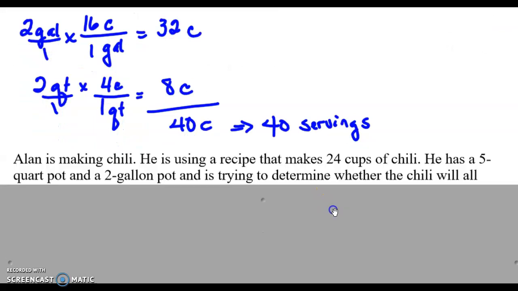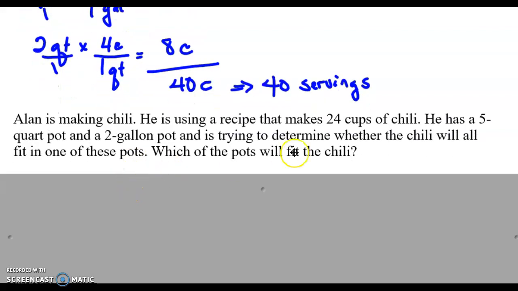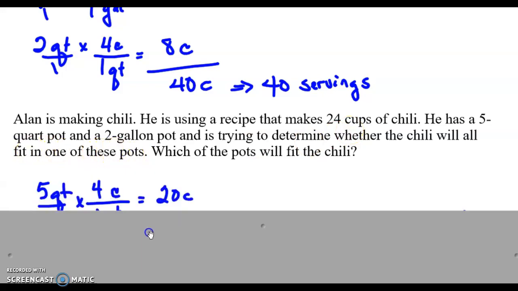The next one's a little bit trickier, right? So Alan's making this chili. His recipe ends up with 24 cups of chili, and he has 2 types of pots, a 5-quart pot and a 2-gallon pot. He doesn't want to have this overflowing, so he has to choose the correct pot. So we're going to compare everything in cups. We got to turn the 5 quarts into cups and the 2 gallons into cups.